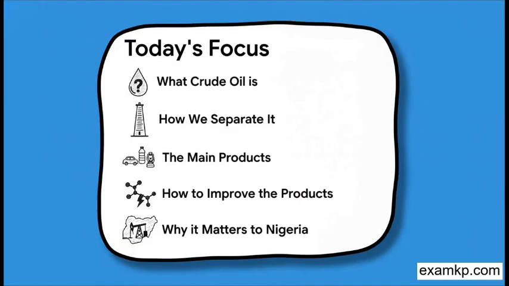So what's on the menu today? Well, everything we're covering is pulled straight from your official exam syllabus. That means zero time wasted, every single minute counts. We're going to start with the basics. What even is crude oil? Then, how do we separate it into all the useful things we need? We'll look at the main products, petrol, kerosene. Then we'll get a bit clever and see how chemists improve those products. And finally, we'll bring it all home and talk about why this is so important for us here in Nigeria. Ready? Let's get into it.